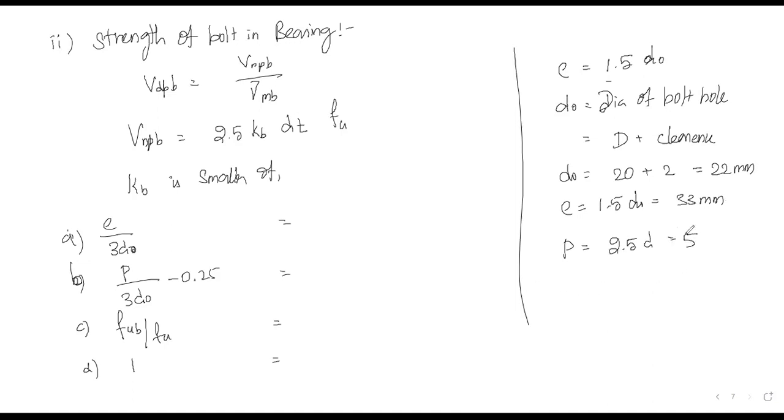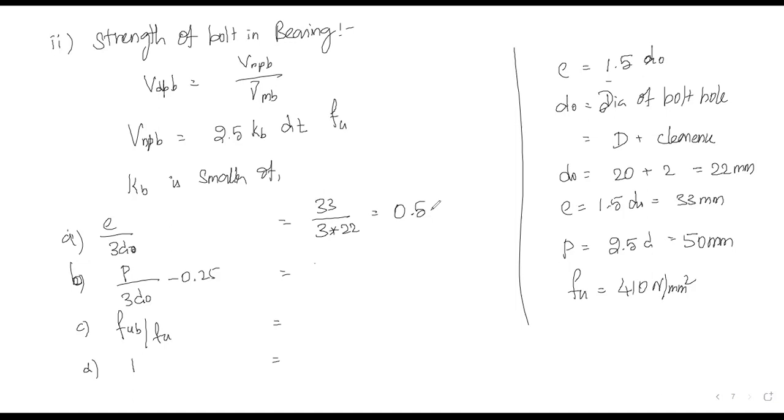So it is 50 mm. Okay, so substitute these values. Under FU, we know that 410 Newton per mm square. So now these values, E divided by 3 into D naught, 33 divided by 3 into 22, is equal to 22. Similarly, pitch, 33 divided by 3 into 22 becomes 0.5. Next, pitch, so 50 divided by 3 into D naught minus 0.25.